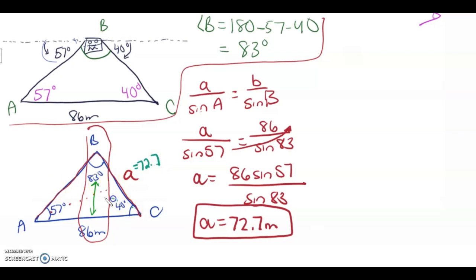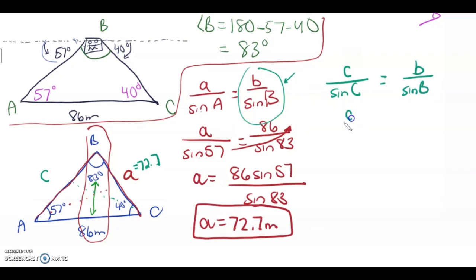Now let's solve for side C. Again, we're solving for the side length. So this is going to be C over sine C, and then I'm going to have B over sine B, since that's our full ratio that we know. Side C we don't know, so we leave it as a C. And then angle C is 40 degrees right here. So we get sine 40.